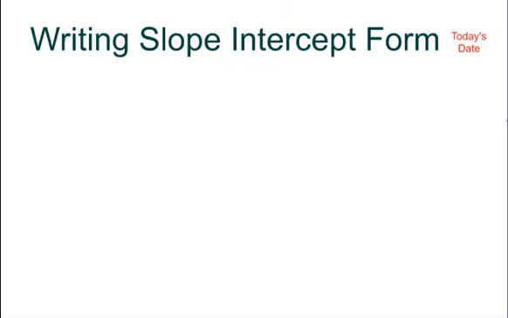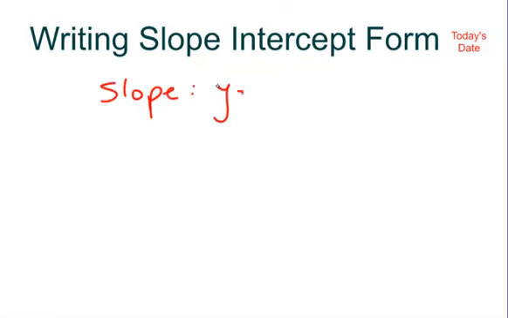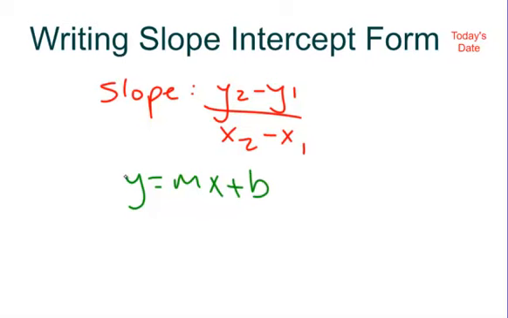Okay, I think this is the most difficult thing that we're going to do with this, because it's going to take our slope and our slope-intercept form and put them together. So what you need to remember, so write this at the top of your page, remember that slope is y2 minus y1 over x2 minus x1. That's important. And then remember slope-intercept form, y equals mx plus b. Okay, we're going to need both of those.